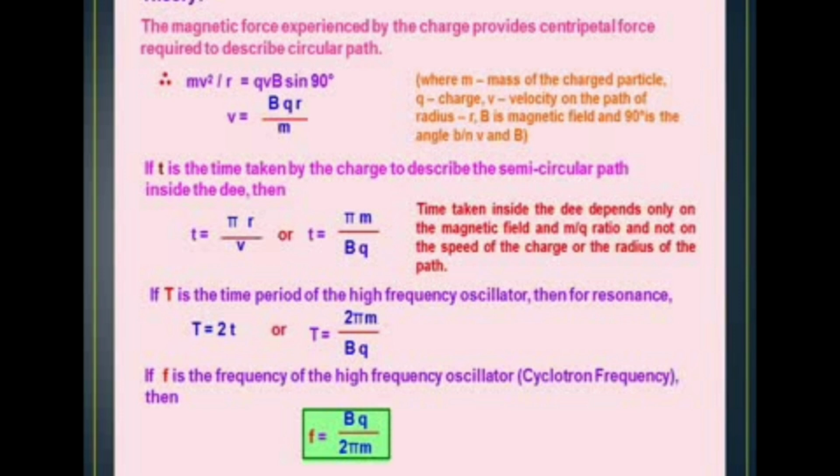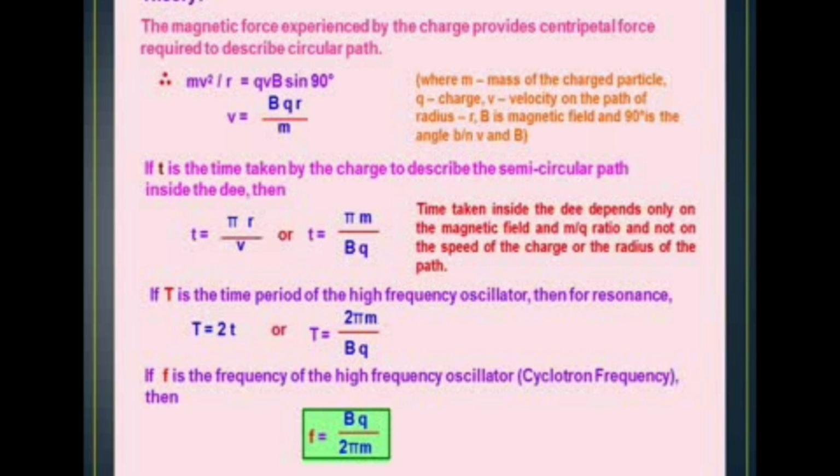So pi r by v is the time period, equal to displacement by velocity. Okay, so the displacement is the total distance, pi r, divided by v. So here t equal to pi m by bq, because we are substituting the value of v. So substituting that value, we get pi m by bq. This is the half time period for only one D. Suppose you are taking the two Ds, then the time period is 2 pi m by bq. The reciprocal of the time period is called frequency. That's why f is equal to bq by 2 pi m.